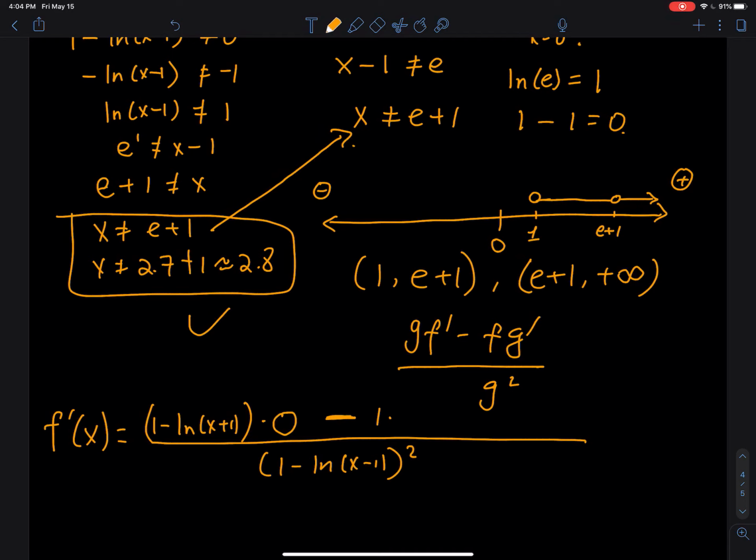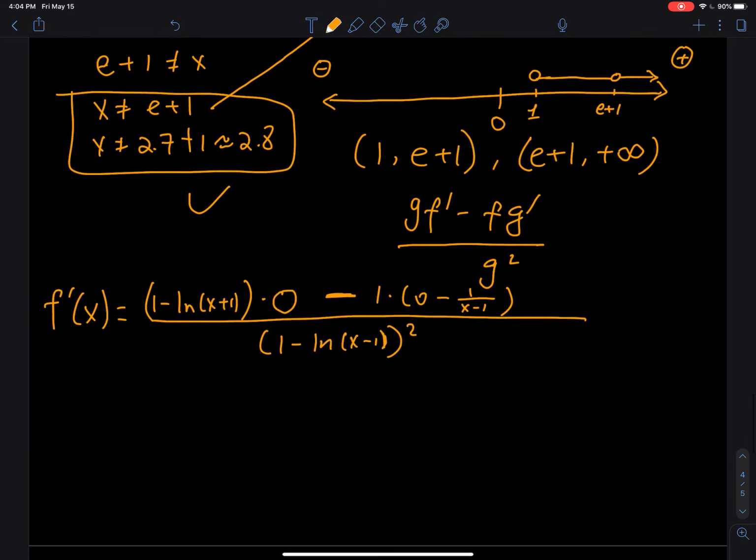The derivative of 1 is equal to 0. And then minus ln, you have 1 divided by the whole thing. And then the derivative of the parenthesis of ln(x minus 1), the derivative is 1, so we don't need to write that. That would be the f prime. So f prime of x is equal to, this is a 0, right? So this is gone.